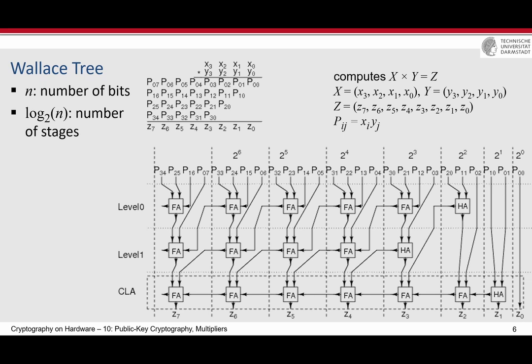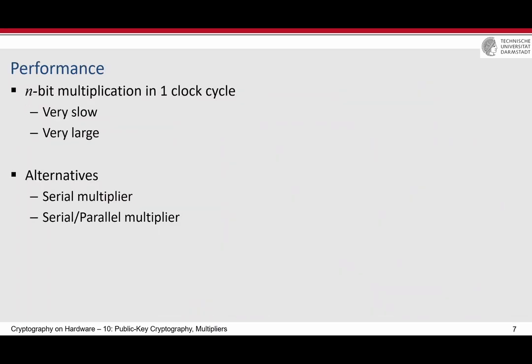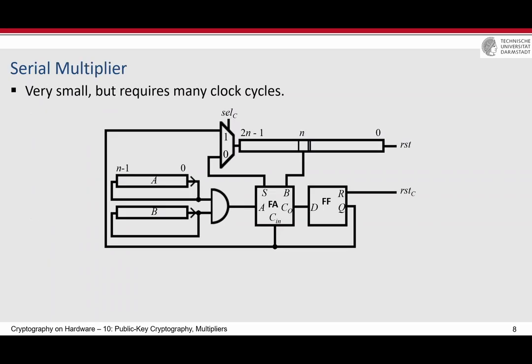Good, as I said, you can ask the synthesizer to do its job, and of course it has some algorithms and some templates for the multipliers. N-bit multiplication in 1 clock cycle is a parallel adder. It's very slow and very large. I mean, slow not with respect to the number of clock cycles, but with respect to the critical path delay. How fast can the clock be? And then alternatives are the serial multiplier and also serial-parallel multipliers.